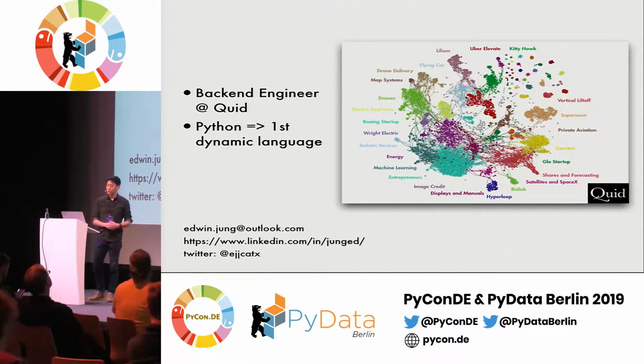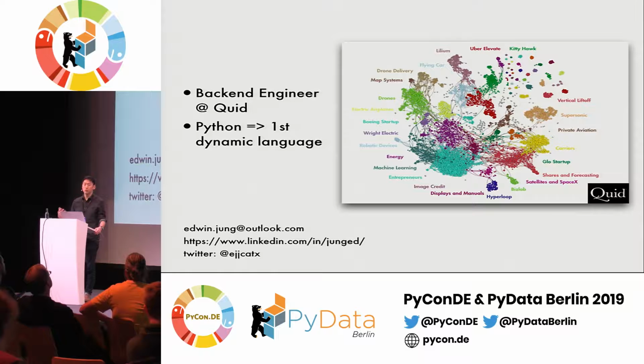I'm a backend engineer at Quid, and we are based out of San Francisco. Quid provides tools that help users quickly understand large volumes of unstructured text. So what you see up here is an image that shows a topic clustering based on a corpus of several thousand public news articles and blogs.